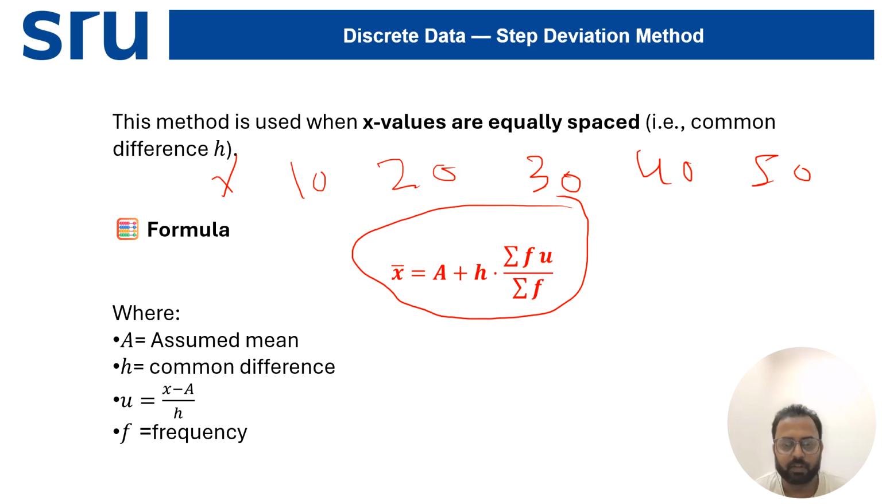The formula is x bar is equal to a plus h times summation f into u divided by summation f. What is a? a is the assumed mean, h is the common difference, u is x minus a divided by h, and f is the frequency.